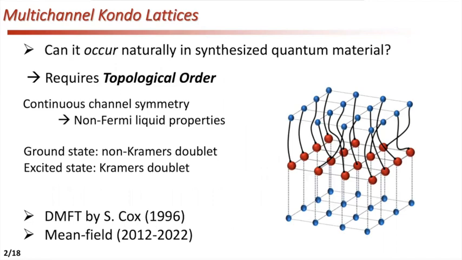So this requires something we call topological order, or fractional Chern insulator. And this is an example of my wish list, or what I want to have. I would like to have a lattice of magnetic moments shown in red, and they are coupled to 2 layers or more of conduction electrons that are shown in blue. So in these systems, given that I need perfect symmetry, there will be a continuous channel symmetry present, and this naturally leads to some non-Fermi liquid behavior.